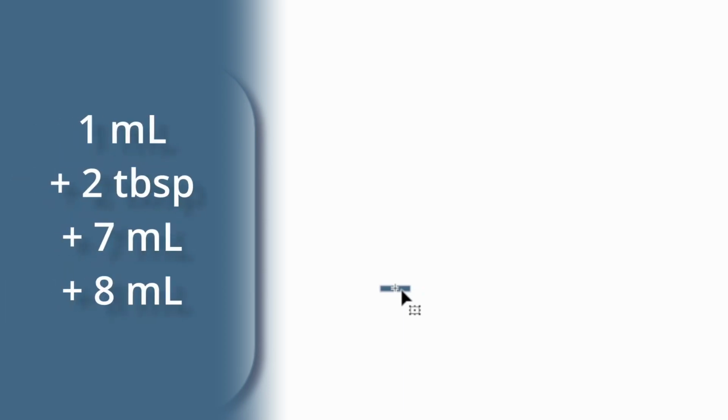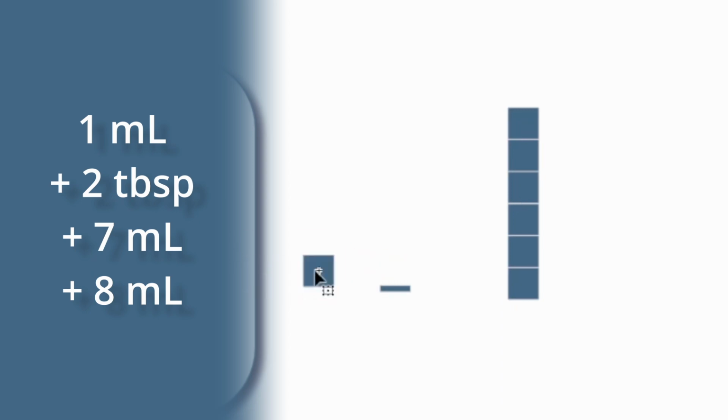All right. Starting out with 1 milliliter. Boom. Plus 2 tablespoons. That's 2 tablespoons, which we can take a shortcut and drag out an ounce. Excellent. Plus 7 milliliters. First, that'll be a teaspoon. A teaspoon holds 5, 6, 7. We need 2 more milliliters. So it'll be 1 and then 2. Boom. Excellent.